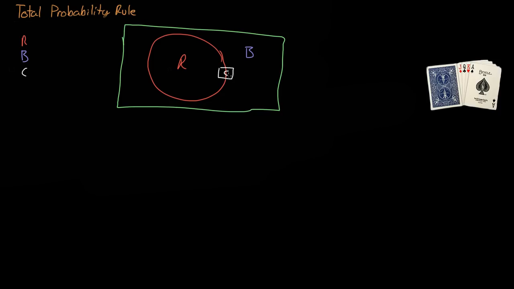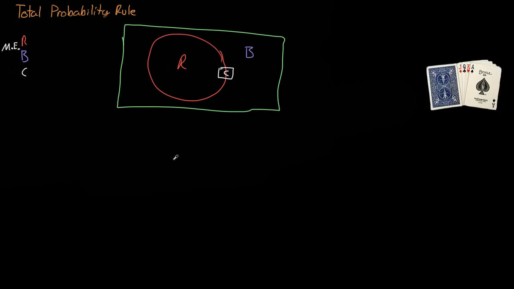So event C. Now we're going to assume that R and B are mutually exclusive. So that means you can only have an R event or a B event. Now that doesn't mean C is mutually exclusive, because right here R and C can occur, and right here B and C can occur.